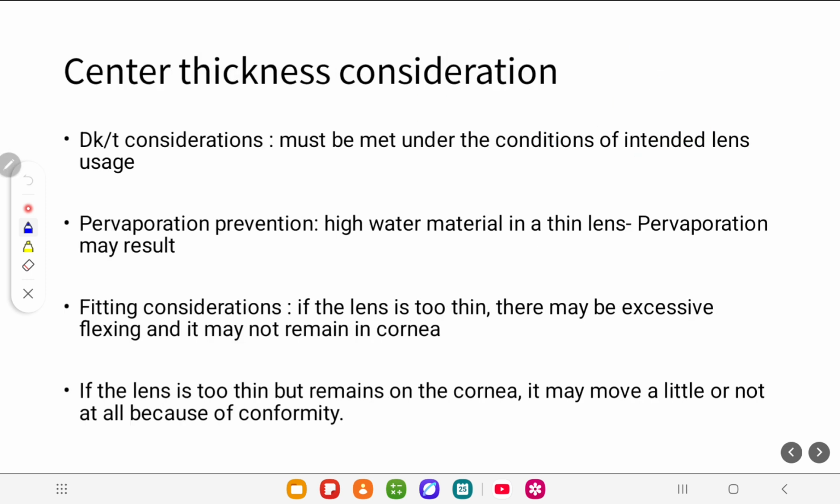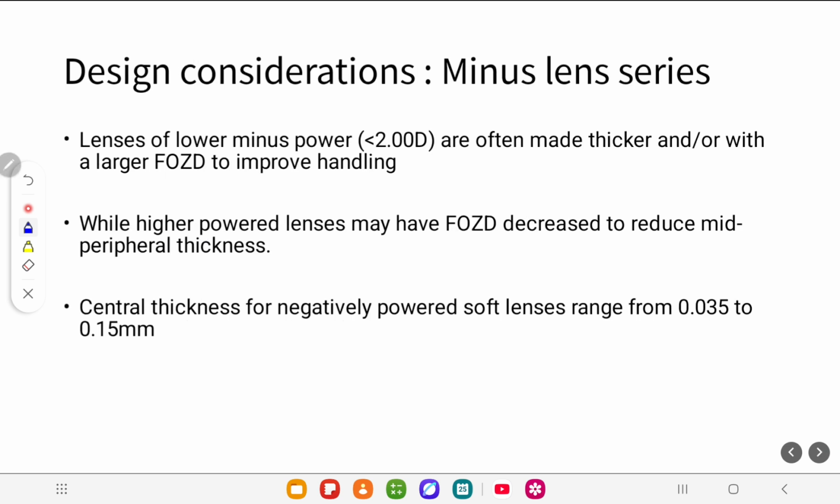So, central thickness consideration: Dk/t definitely, and another is pervaporation prevention. A thinner lens will definitely undergo pervaporation speedily, but a thicker lens will protect against that. Fitting consideration: if the lens is too thin, there may be excessive flexing. So the thicker the lens, the less chance of flexion. If the lens is too thin, it moves little on the cornea. With a thicker lens, movement is better. Design consideration: minus lens series is always there.